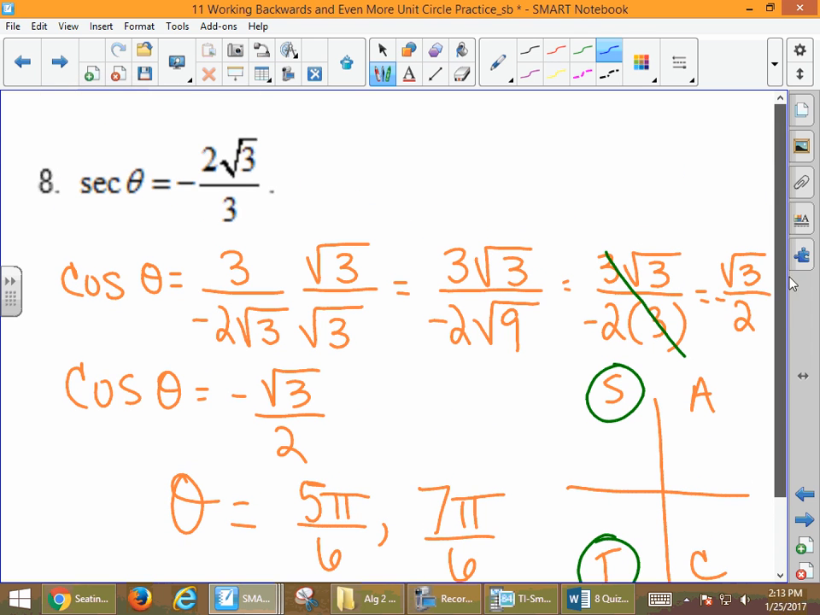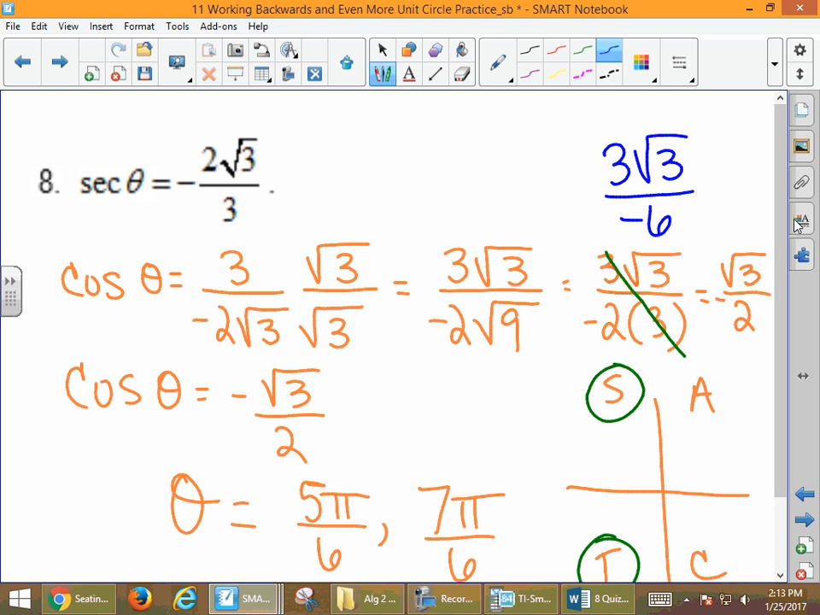And let's go back. We could do 3 radical 3 over negative 6. But ultimately, we're still going to have to simplify that. And 3 over negative 6 is 1 radical 3 over 2. You can multiply them, in other words.